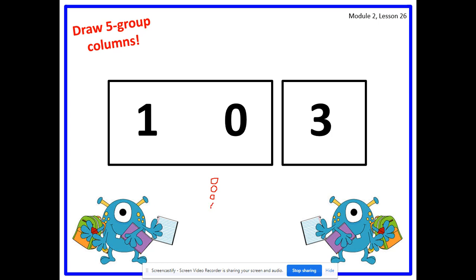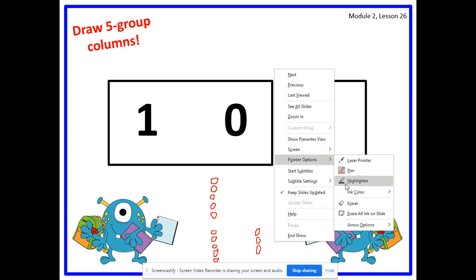3, 4, 5, 6, 7, 8, 9, 10. Remember, your picture should look just like mine. There should not be circles all over the place. They should look organized, and they should look just like mine. So here we drew 10, and then we have to draw 3 more. Go ahead and press pause if you need more time to finish this.